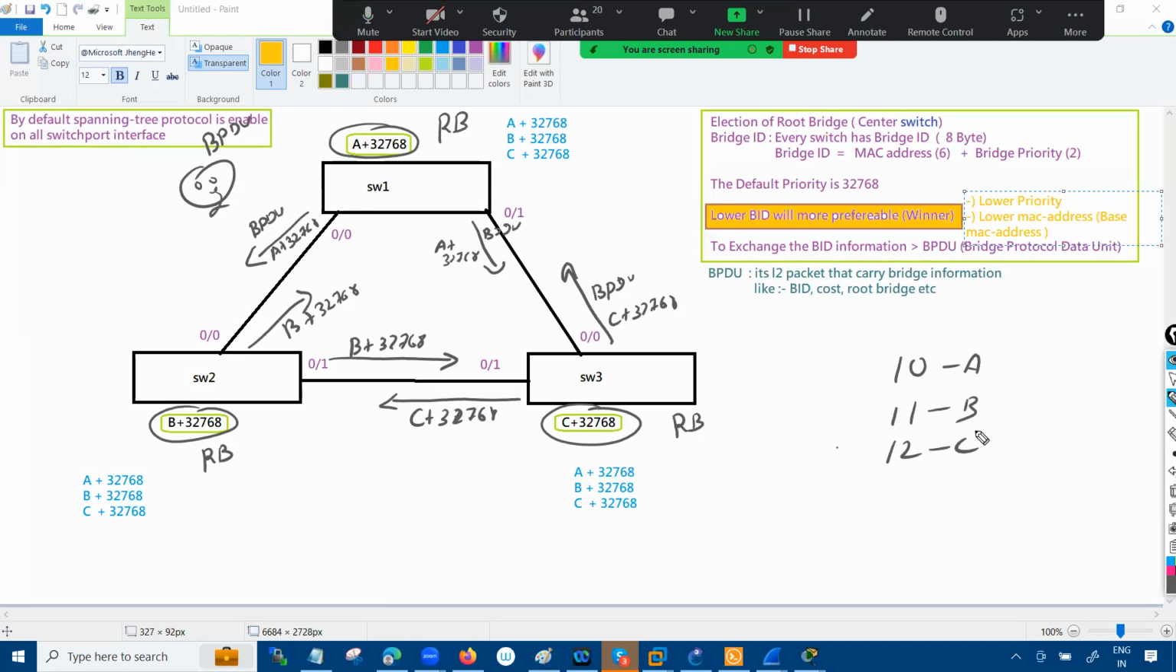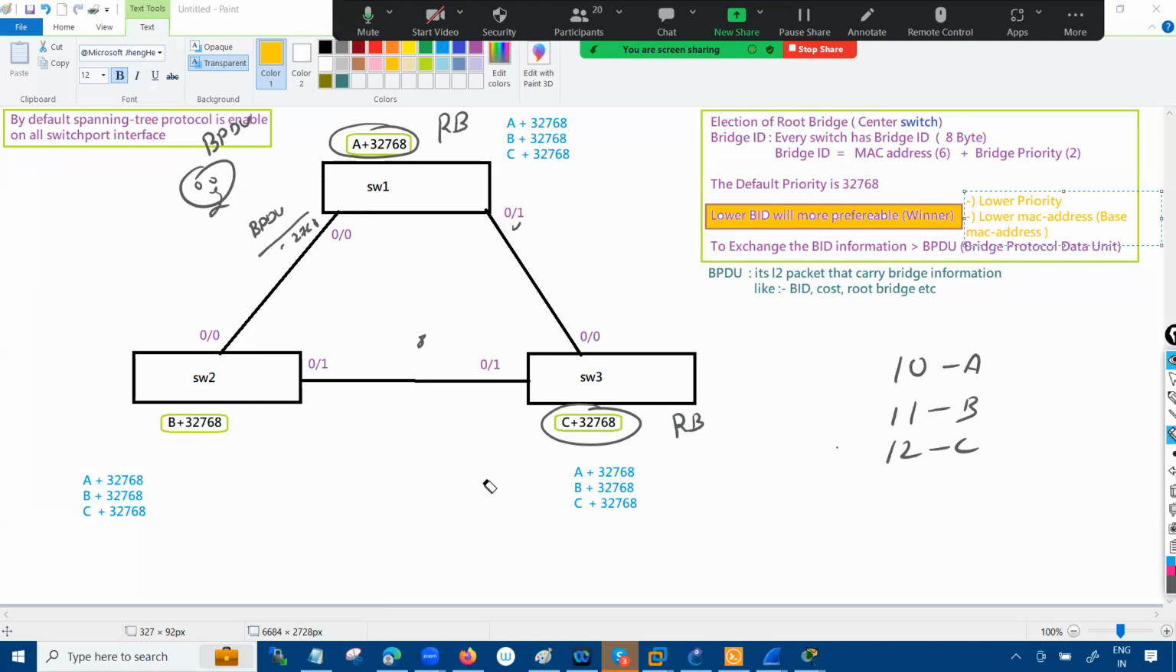So which one is the lower? After exchanging the BPDU packet at the initial stage, we have decided that Switch 1 has a lower MAC address. So what are all the switches going to do now? Now all the switches are going to tell Switch 1, hey, listen, you have a lower MAC address, so you will be the root bridge.